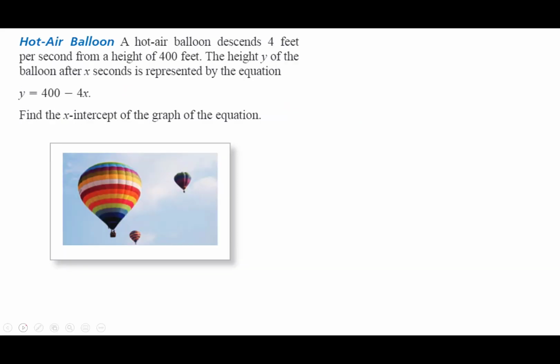A hot air balloon descends 4 feet per second from a height of 400 feet. The height y of the balloon after x seconds is y = 400, because that's the starting height of the balloon, minus 4x, because it descends 4 feet per second. This time the question says find the x-intercept. The x-intercept is always in the format (x, 0).